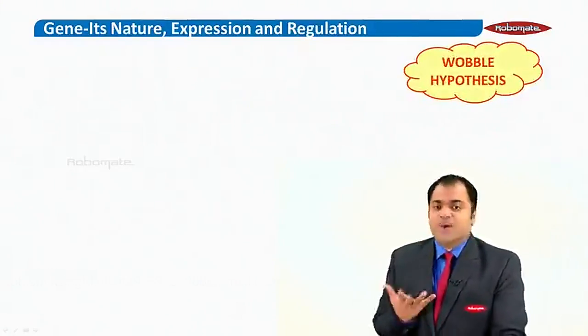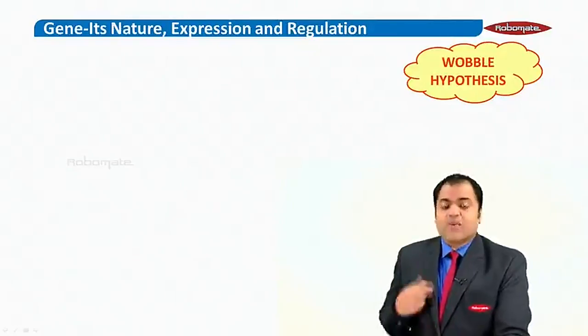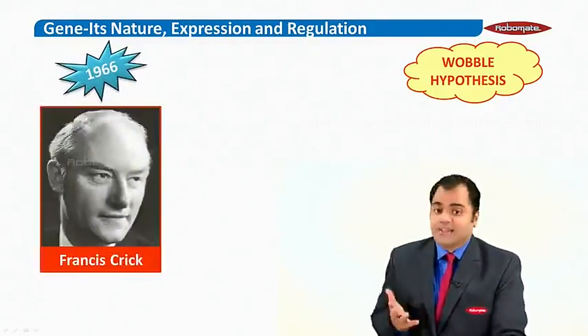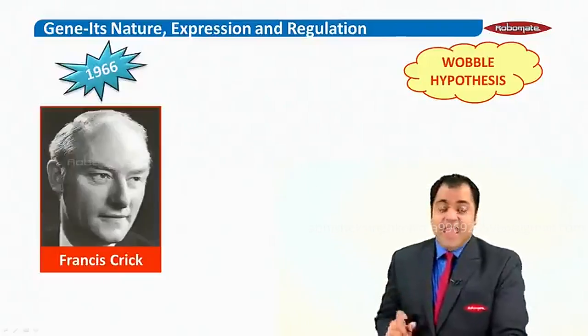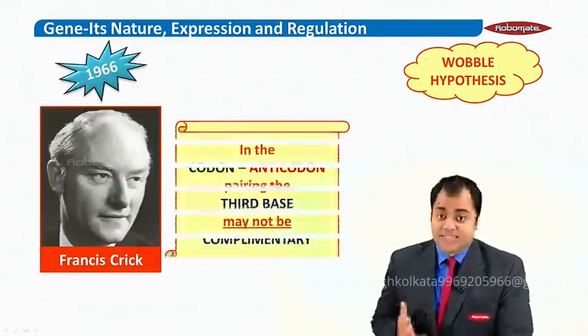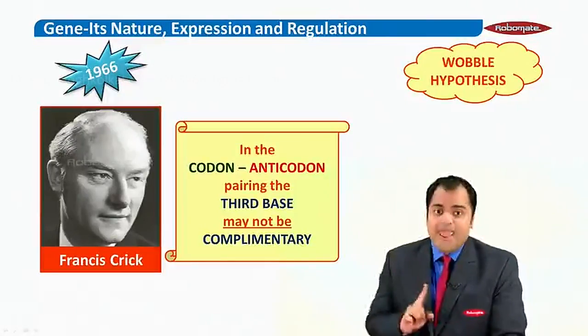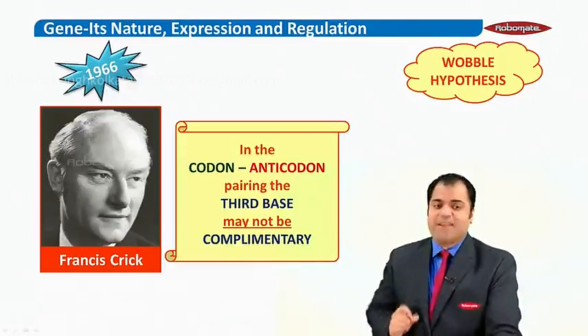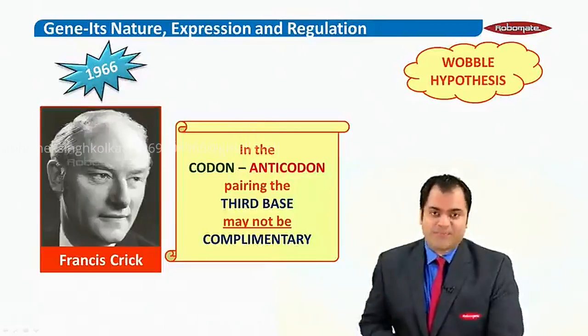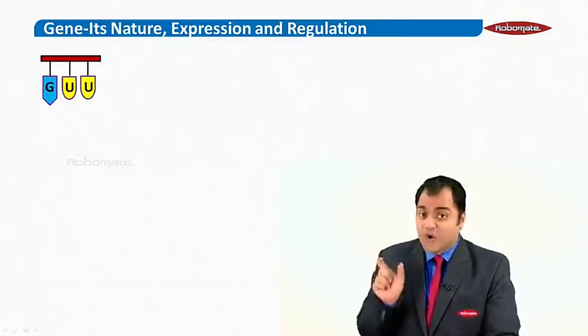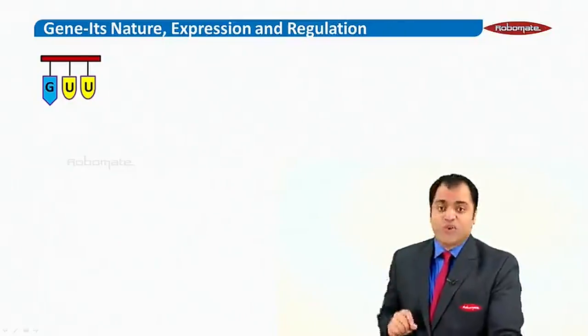So, what is the wobble hypothesis? The wobble hypothesis was suggested in the year 1966 by none other than Francis Crick. According to this hypothesis, in the codon-anticodon pairing, the third base may not be complementary. Let us see how. Okay, so I'm going to show you an example of a codon here, GUU.